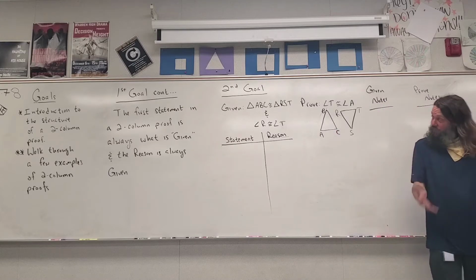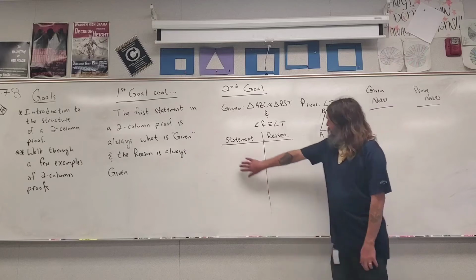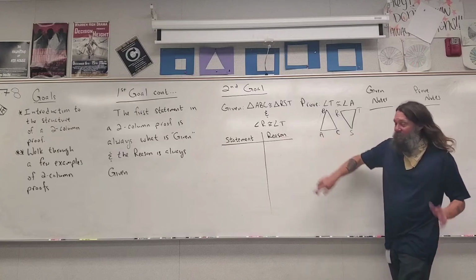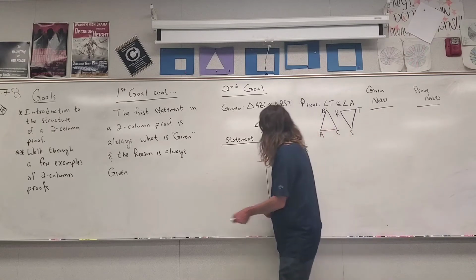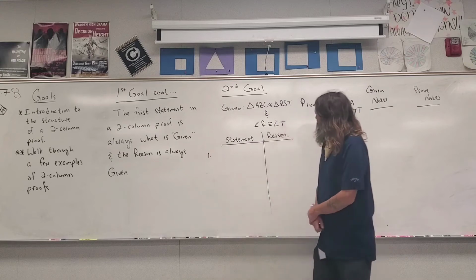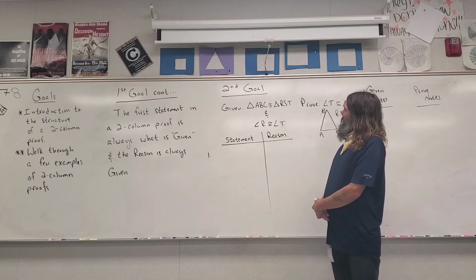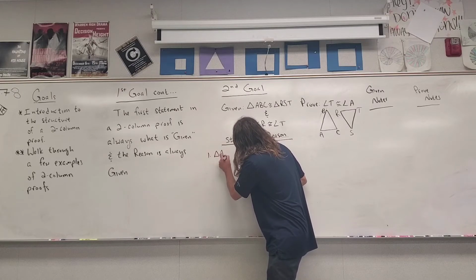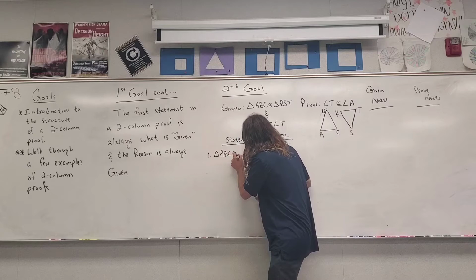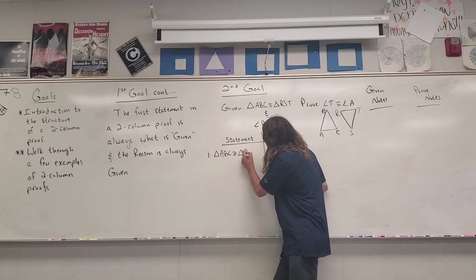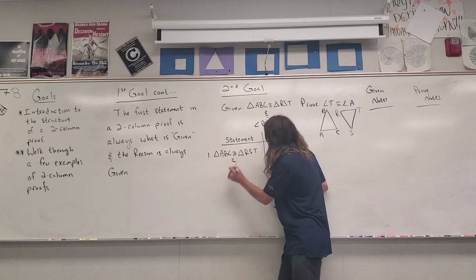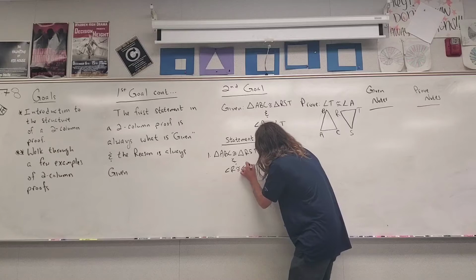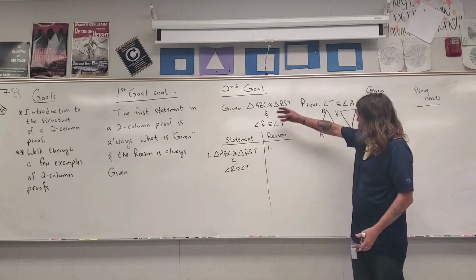All right, so let's use the end of our first goal. The first statement is always what is given to us, and our reason we can say that is it's always given. So I'm going to put a 1 here, and I'm going to say that triangle ABC is congruent to triangle RST. And I'm also going to include the fact that angle R is congruent to angle T, and I can say this because it was given to me.